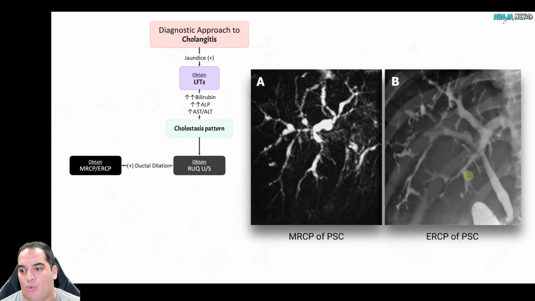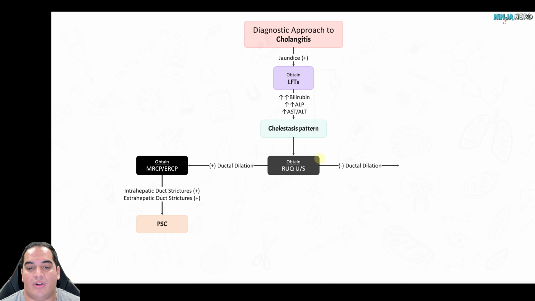It's just this one's a little bit more invasive. If that's the case, and I see areas of strictures and I see the beaded appearance, then I know that this patient definitely has PSC. And I don't really need to go any further. However, if the ductal dilation is not present, then I think that it could be intrahepatic.